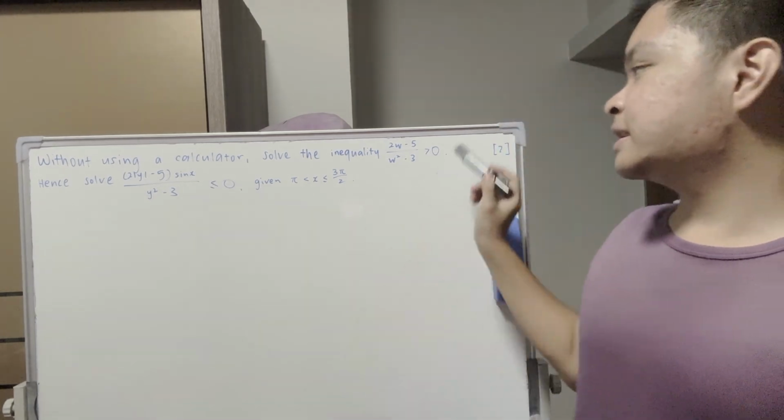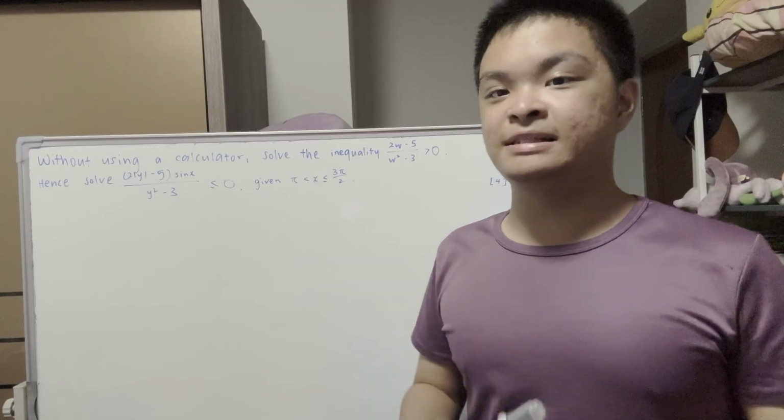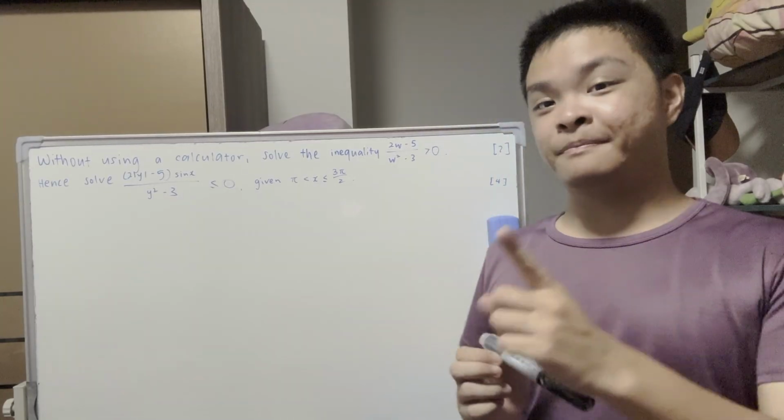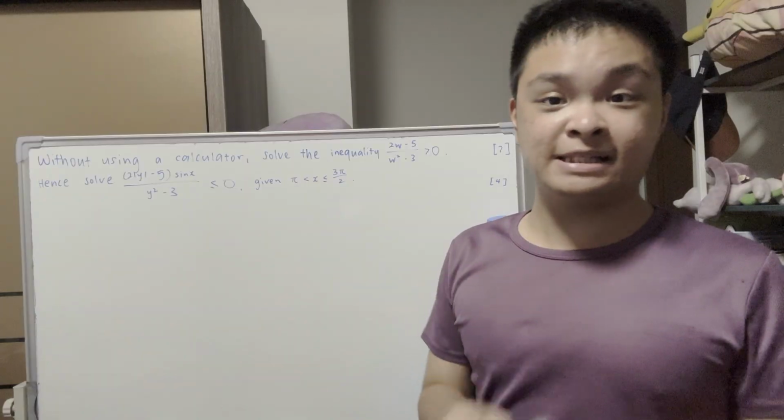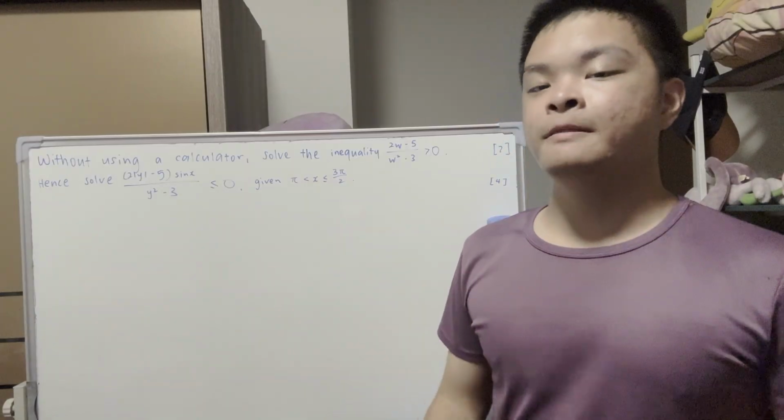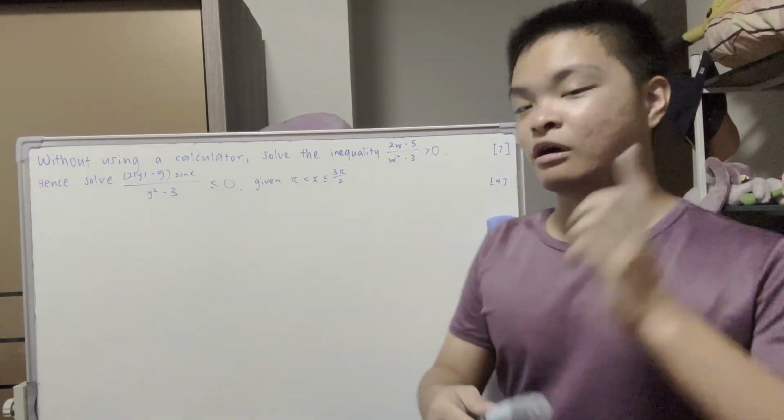Today we're going to be doing this question from ACJC 2016 Prelim Paper 1, Question 1. Although it's the first question and it's usually known to be the easiest question out of the entire paper, it is actually quite interesting, so I'm going to check it out.